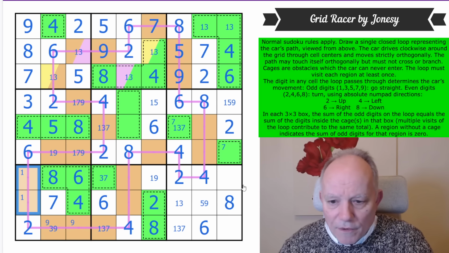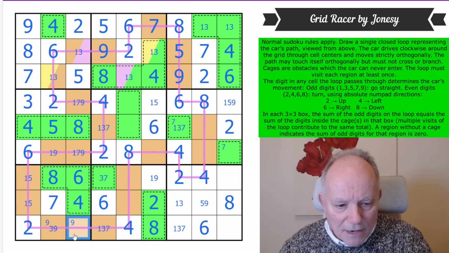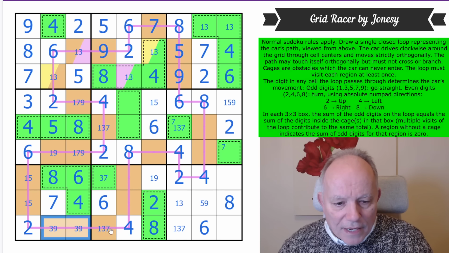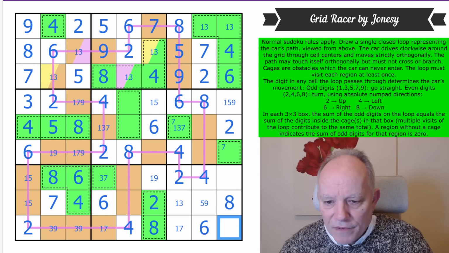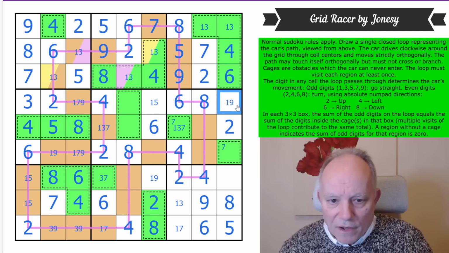Down here, we've got a 1-5 pair. Let's just take this nice and slowly and get it right. 3-9 there. So neither of these are a 3. In fact, they're a 1-7 pair. This is 5 in the corner. That digit is 9. This is not 5.